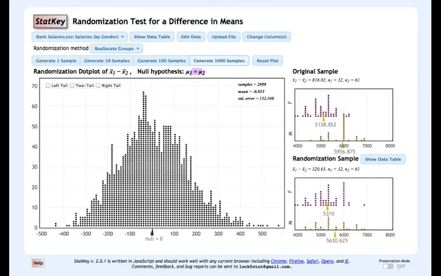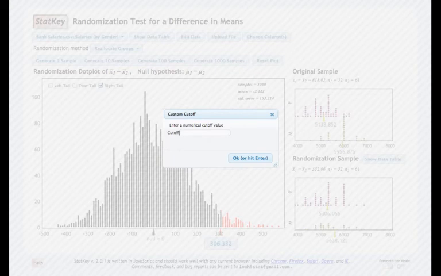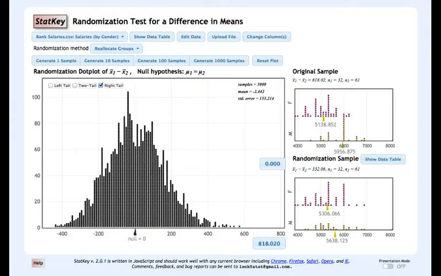Generating a couple of thousand samples, we get a nice looking graph here, and I'm going to select right tail. And remember that this number down here, which for me says 306.332, this is the one that I'm going to overwrite with our sample statistic, 818.02. So that's my x1 bar minus x2 bar. And we can see that it's way off to the right, kind of like our tip amount versus bill example, and that we have a small p-value of 0 to 3 decimal places.